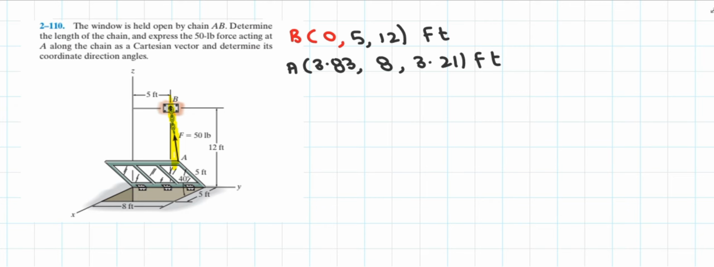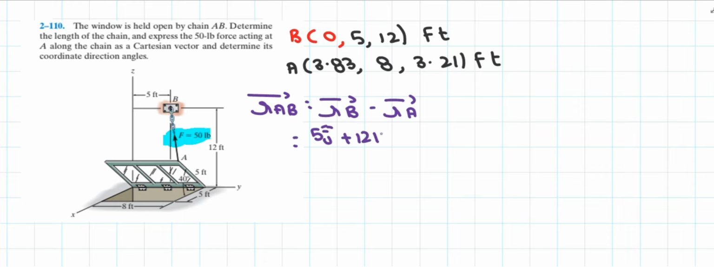So what about the position vector? The head of this 50-pound force, if you see the diagram, is directed towards point B. It means that point B is the final point and point A is the initial point. So the position vector of these two points can be written as RAB, which is equal to RB minus RA. The location of point B we know about: it is 5J, positive 12K. And the location of point A is negative 3.83I cap with negative 8J cap with negative 3.21K cap.